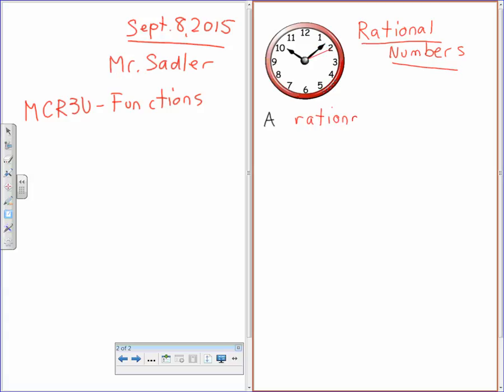Does that look like red? Or is that black? It's red. I really can't see it. It's a number. I'm right. A rational number is a fraction.